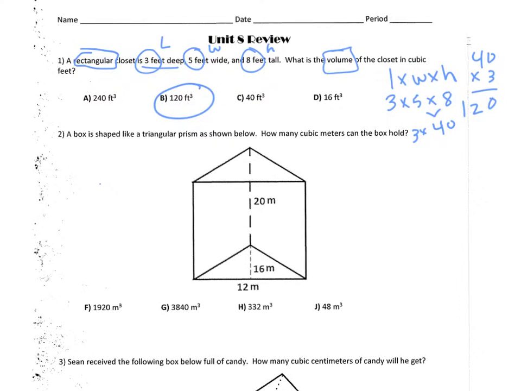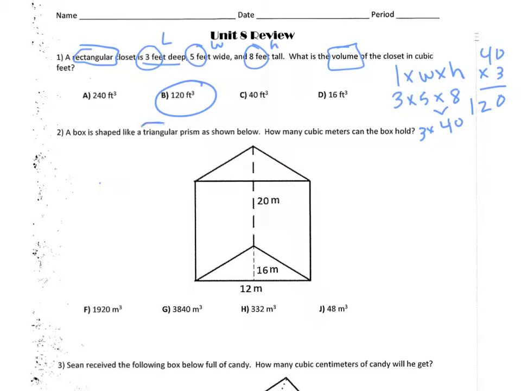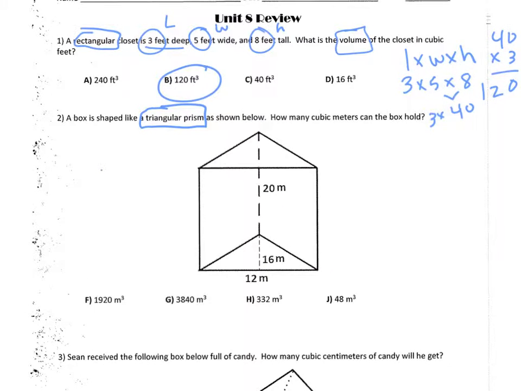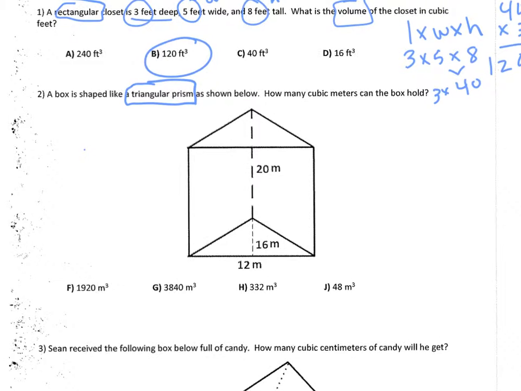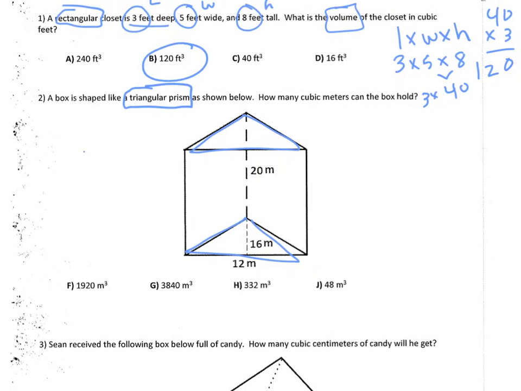Okay, on number 2, a box is shaped like a triangular prism. If it tells you what shape it is, that's important because y'all get pyramids and prisms mixed up, okay? But if they don't give you that word, if they don't tell you the shape, just know if you only have 2 triangles, it's a prism. If you have more than 2 triangles, it's a pyramid. So how many cubic meters can the box hold?